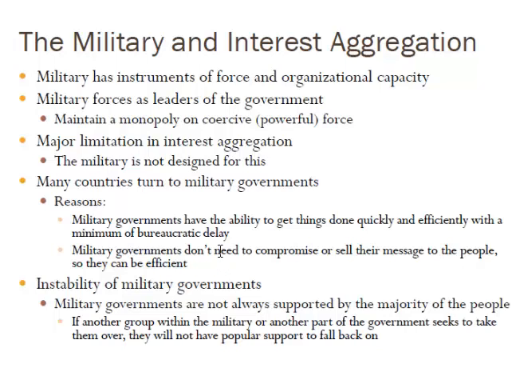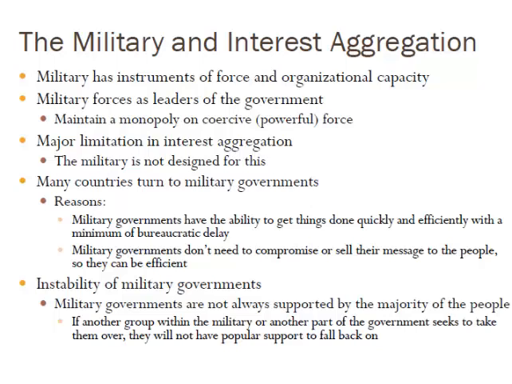And countries sometimes do turn to military governments. Countries, again, especially countries going through very tough situations. First of all, because military governments get things done quickly and efficiently, rather than Congress, which has to debate bills for days and days, the military can just do it and doesn't care what anybody else thinks. And also, military governments don't need to compromise or sell their message to the people, so they don't have to spend money on advertisements and run public relations campaigns. They can just do it. So what's the problem with militaries? Obviously, the problem is they could become totalitarian.